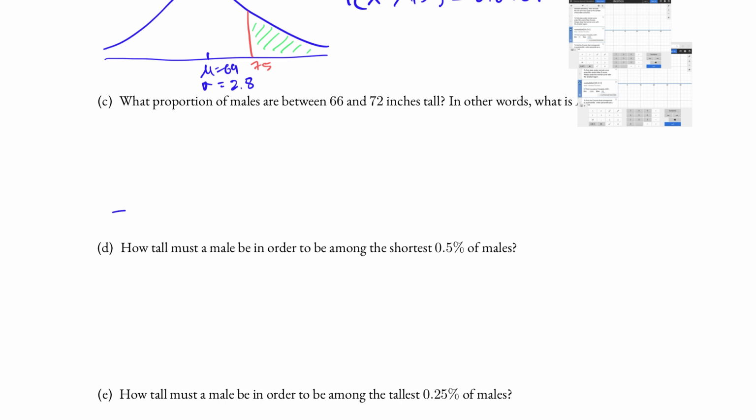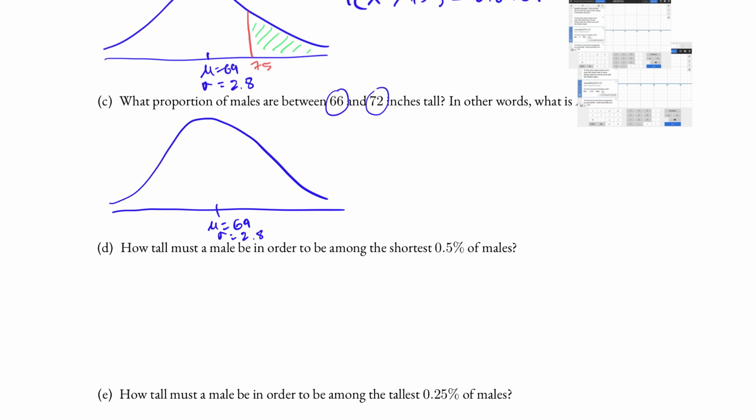Again, always draw the graph, the bell-shaped curve for normal, label the mean 69, the standard deviation of 2.8. The two desired x values are 66 and 72. 66 is on the left-hand side of the mean, so we would draw the vertical line somewhere on the left-hand side of 69. 72 is on the right-hand side, and label 72 when we draw the vertical line. Between, so we would shade everything in the middle.